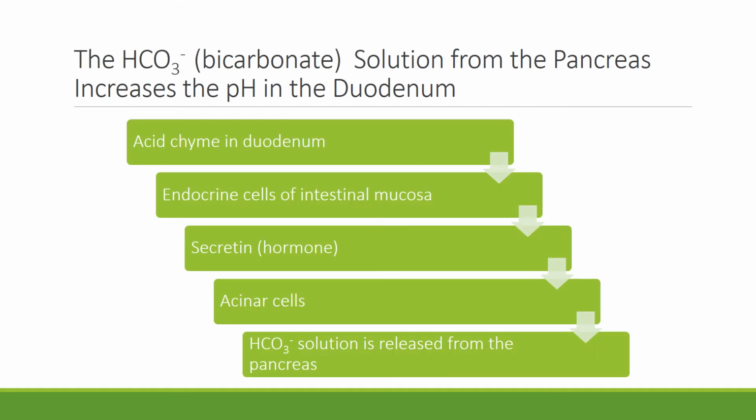Because the solution coming from the stomach to the small intestine is highly acidic, and the duodenum does not have a protective covering like the stomach, it's important to neutralize this solution. So the presence of acid chyme in the duodenum causes the endocrine cells of the intestinal mucosa to release the hormone secretin. Secretin stimulates acinar cells to release a bicarbonate solution, or HCO3-. This neutralizes the acidic chyme.